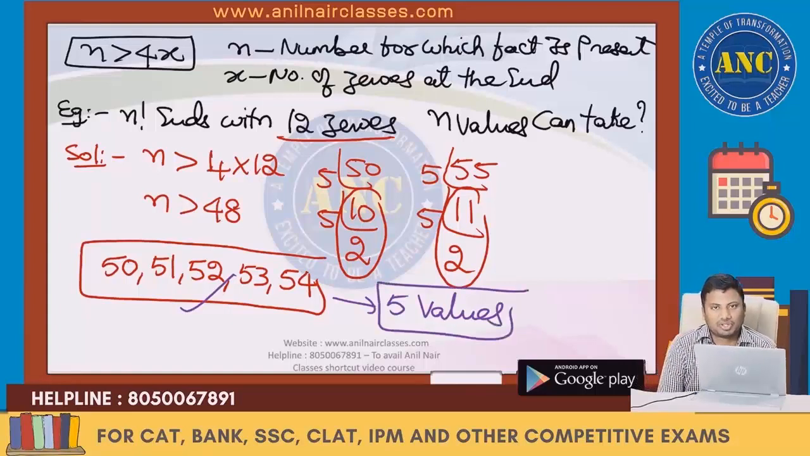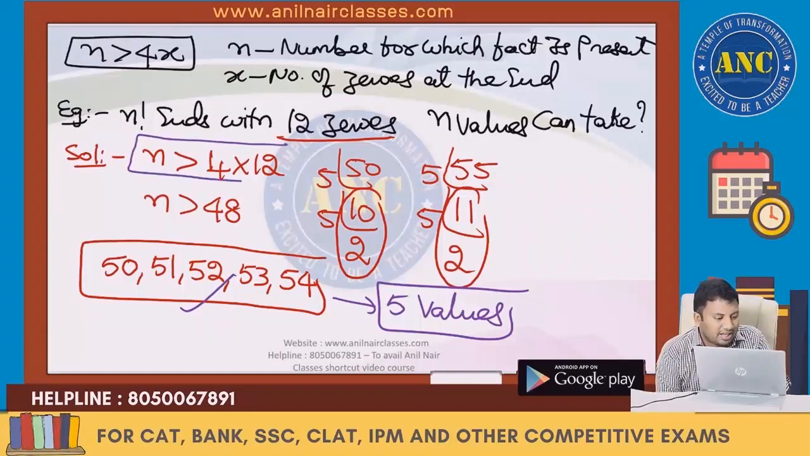Very beautiful question. Generally in our textbook, only the number of zeros at the end we will find out. If the number of zeros at the end is given, we can also find the number. N factorial ends with 12 zeros. How many values n can take?